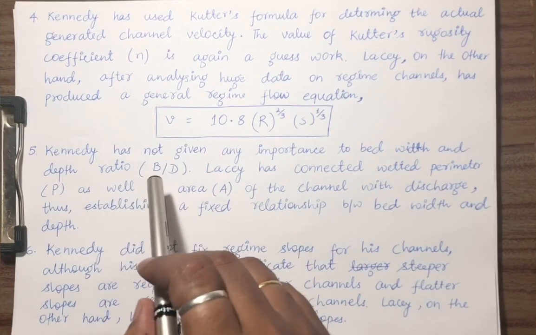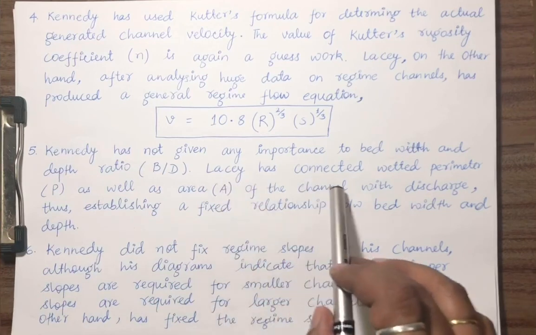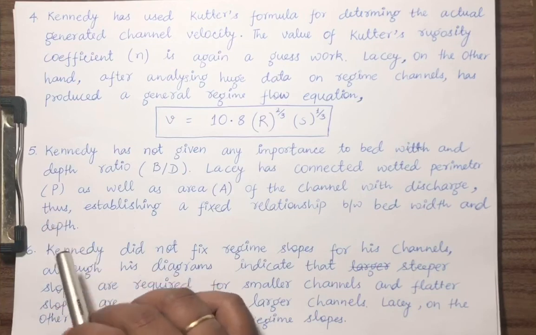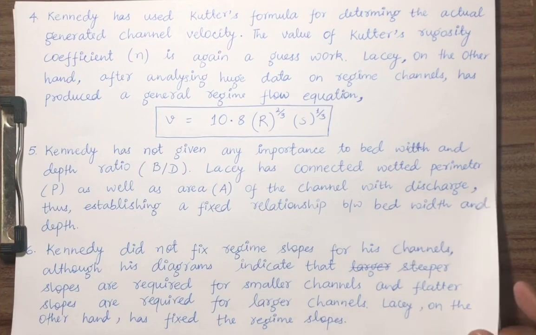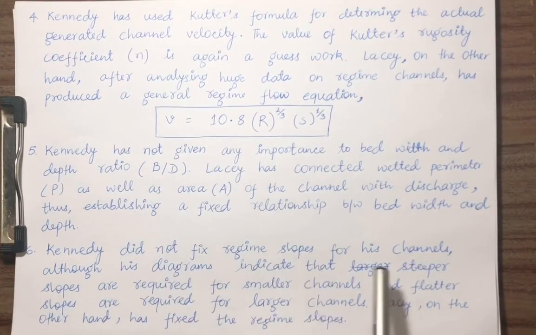Fifth point is Kennedy has not given any importance to bed width and depth ratio, B by D ratio, B by Y ratio. He has not given any importance. But Lacey has connected wetted perimeter as well as area of the channel with discharge, thus establishing a fixed relationship between bed width and depth. Sixth and the last point is Kennedy did not fix regime slope for his channel, although his diagrams indicate that steeper slopes are required for smaller channels and flatter slopes are required for larger channels. Lacey, on the other hand, has fixed the regime slope.